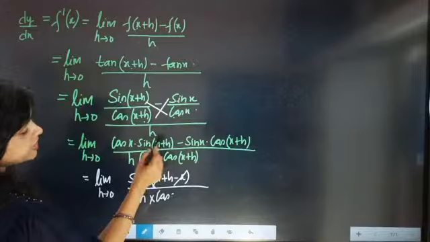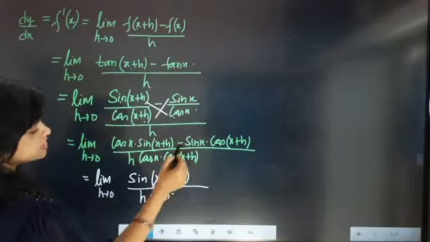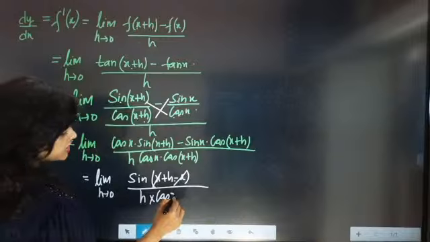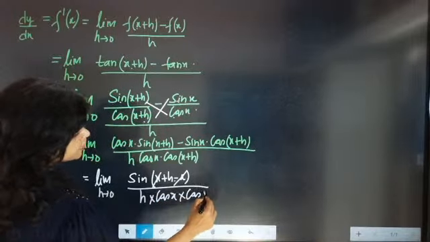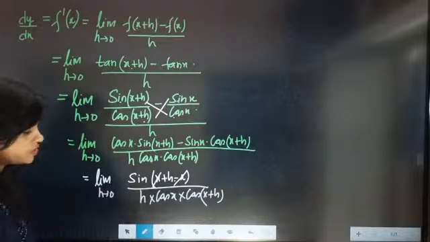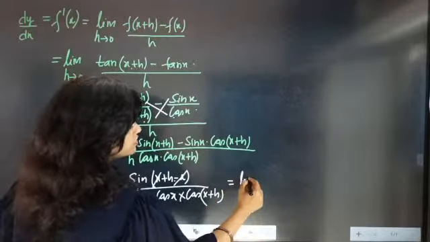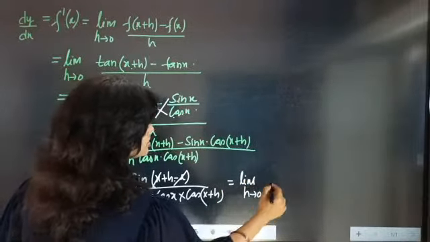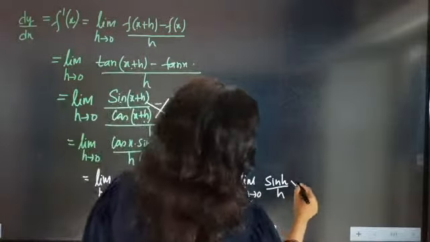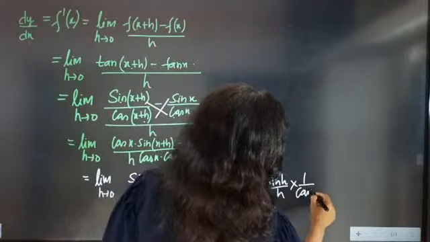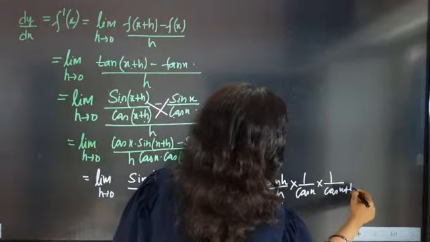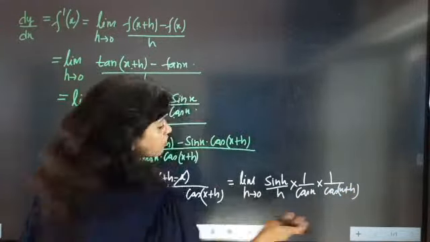If this one is coming as sin a cos b minus cos a sin b, it will become sin of a minus b. Now here cos x is coming and this part is going to come as cos of x plus h. Before putting h equal to 0, we will write limit h tends to 0 sin of h by h, and here it is coming as 1 by cos x into 1 by cos of x plus h.